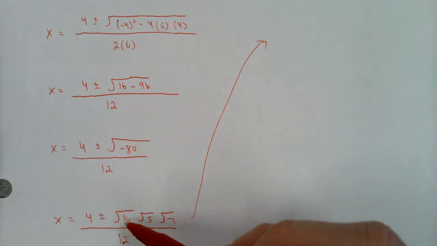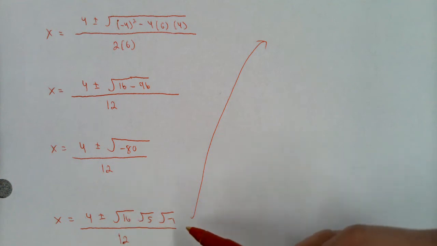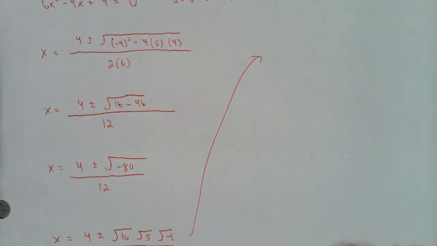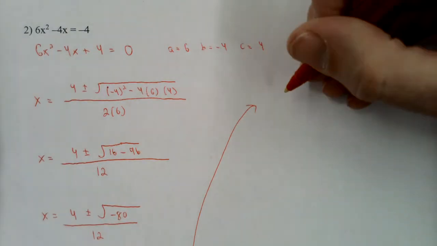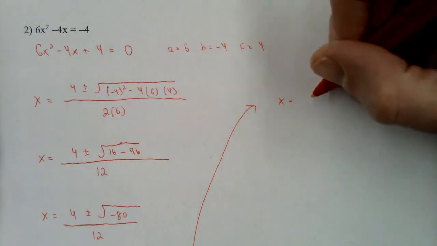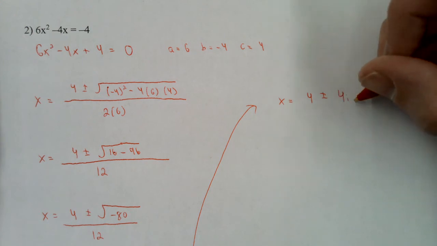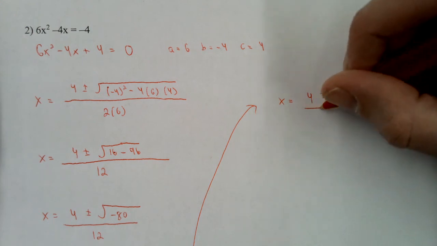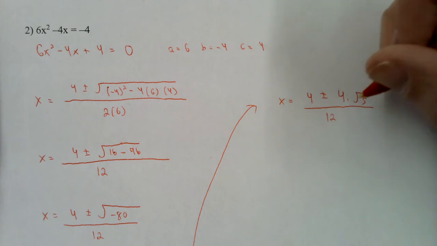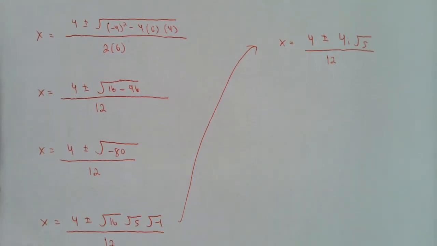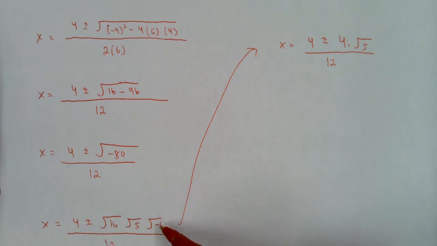Let's make the square root of 16 4, and let's make the square root of negative 1 i. So I get the following. I get x equals 4 plus or minus 4i square root of 5, all divided by 12. So I made the square root of 16 4, and I made the square root of negative 1 i.